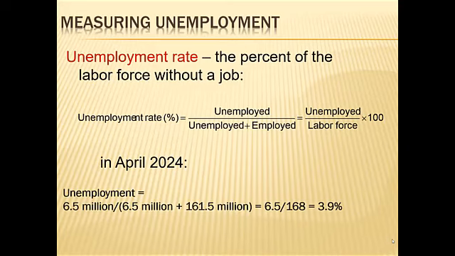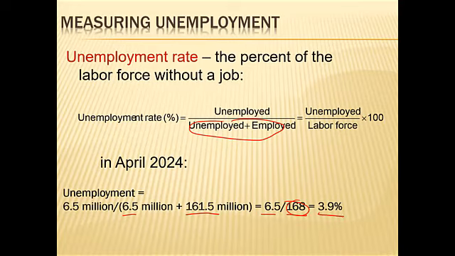We had 6.5 million unemployed, employed total of 161.5 million. So that gives us a labor force of 168 million. You can see that's the sum of the unemployed plus the employed. Okay, unemployed at 6.5, employed 161.5. So unemployed divided by that total labor force, so that works out to 3.9%.